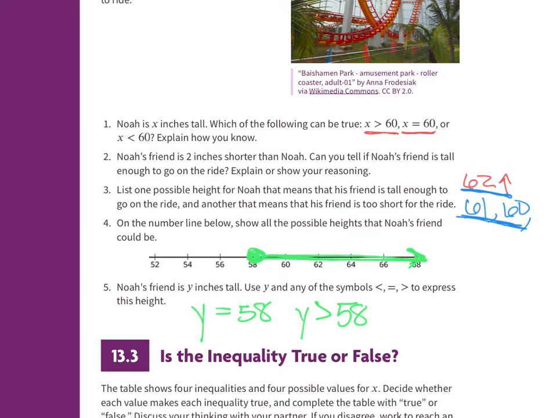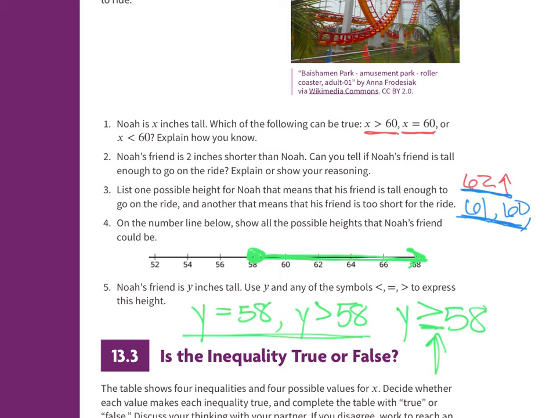Instead of writing two of these, we can put these together. We could say y is greater than or equal to 58. So this symbol right here, greater than or equal to, combines these two right here. So instead of writing two different things, you can just write one. That means it's either or. He's either greater than 58 or he's equal, but both of them will work. Okay?